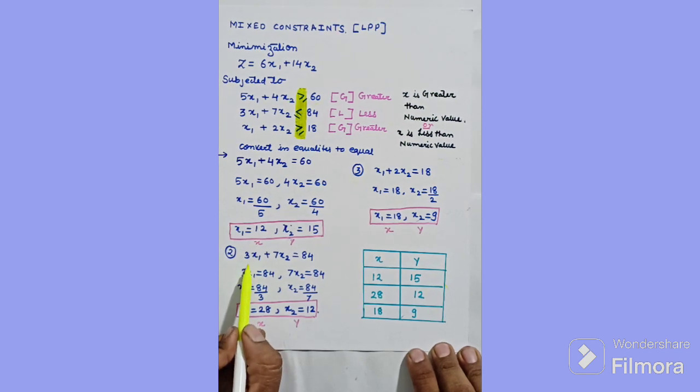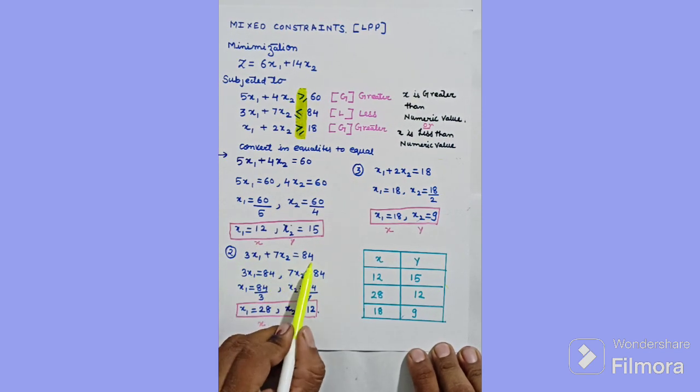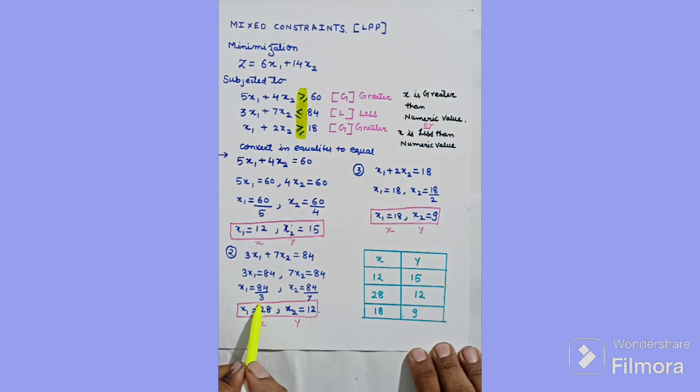Second, the process is similar. 3x1 plus 7x2 is equal to 84. 3x1 is equal to 84, 7x2 is equal to 84. x1 is equal to 84 divided by 3, x2 is equal to 84 divided by 7. So x1 is equal to 28 and x2 is equal to 12.